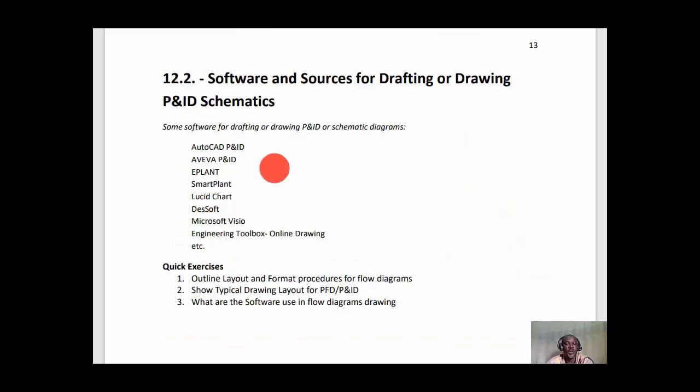Some software for drafting or drawing P&ID or schematic diagrams are not limited to these ones alone. For example, we have AutoCAD P&ID, Aveva P&ID, A-Plan, Smart Plant, and so on.